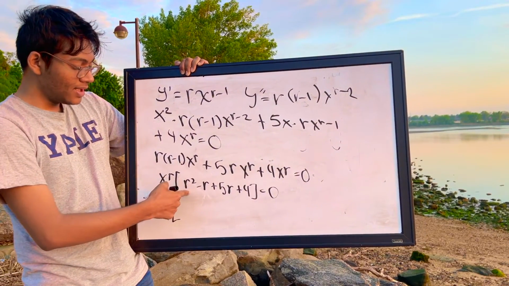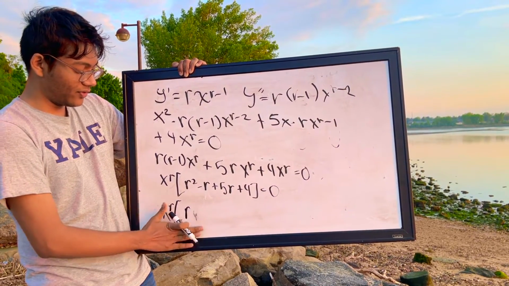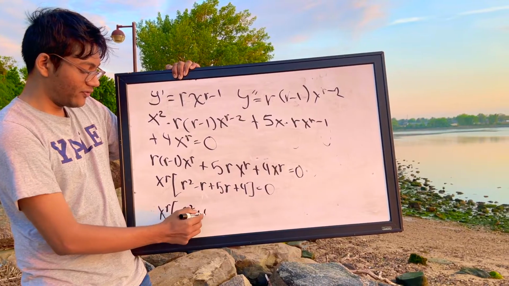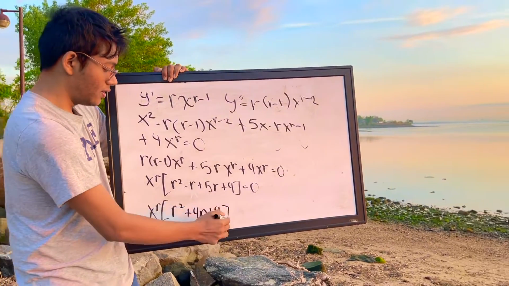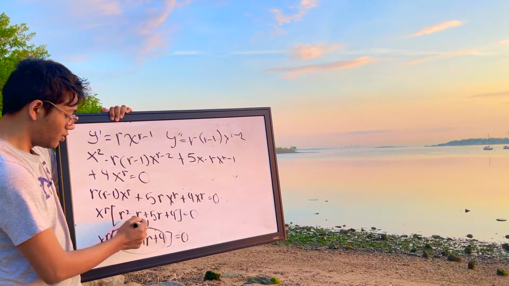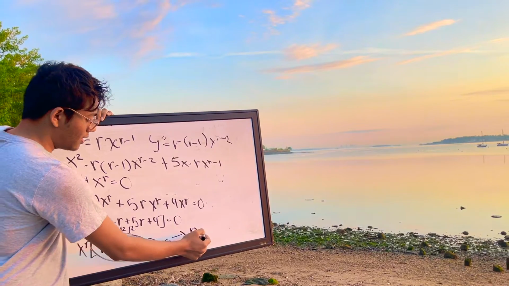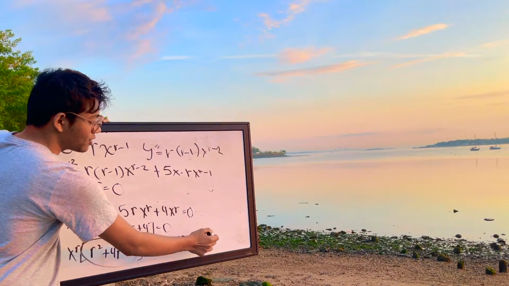Now if I simplify this, I'll get r squared plus 4r plus 4. And now that's just a perfect square. That's just r plus 2 whole squared, meaning that we have a double root, which is that r is equal to minus 2 and minus 2.